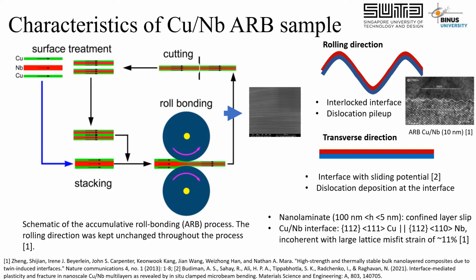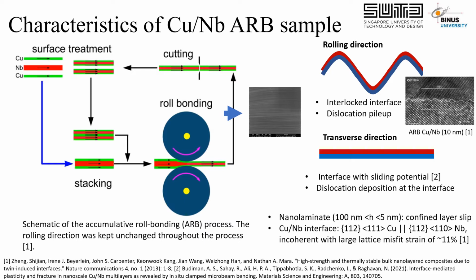So what's so unique about this copper niobium accumulated rolling bonding sample? The ARB process has been reported first, I think, about 5 years ago, and it has since been receiving wide attention from many researchers in the world. The ARB sample is obtained by a rolling process such as shown in here.